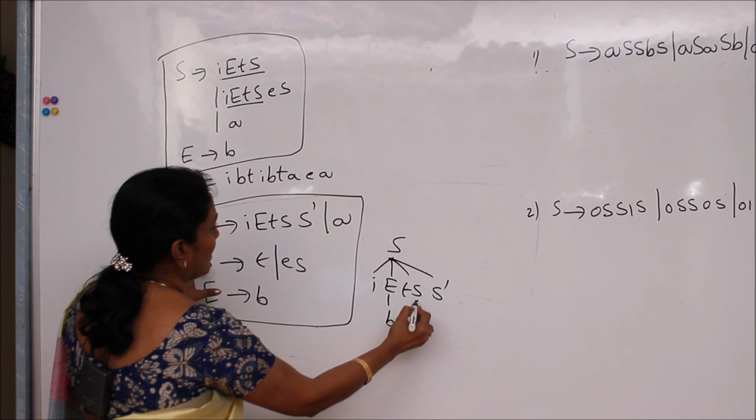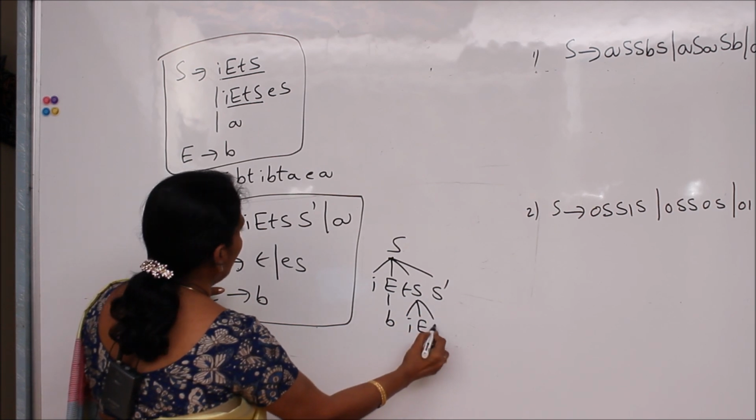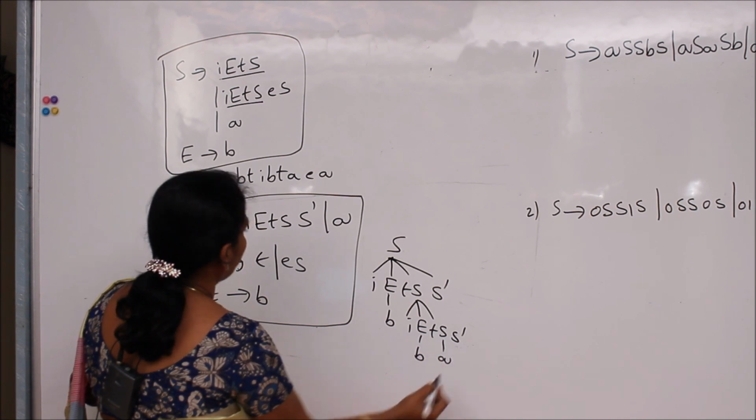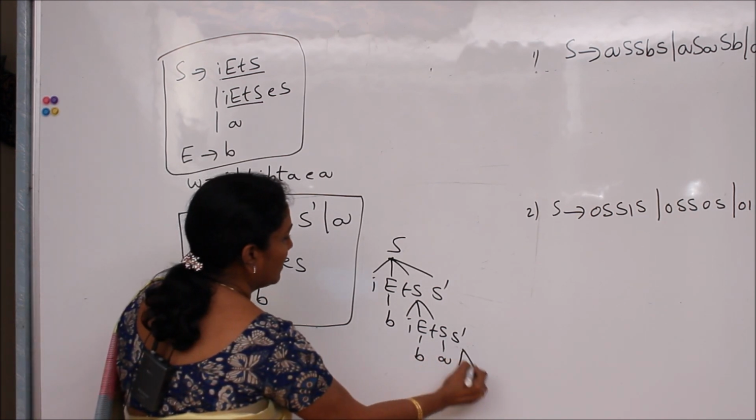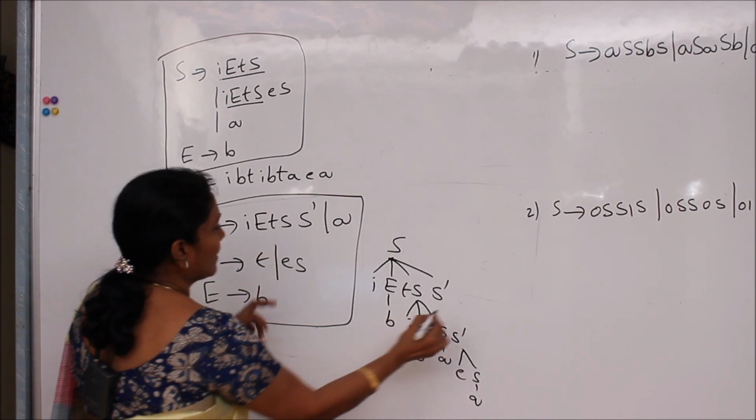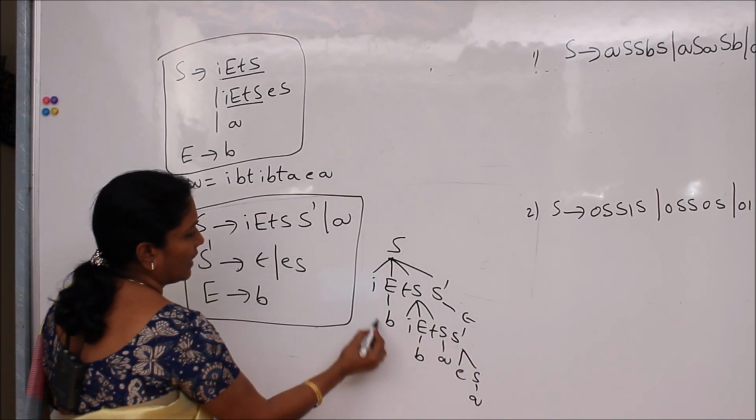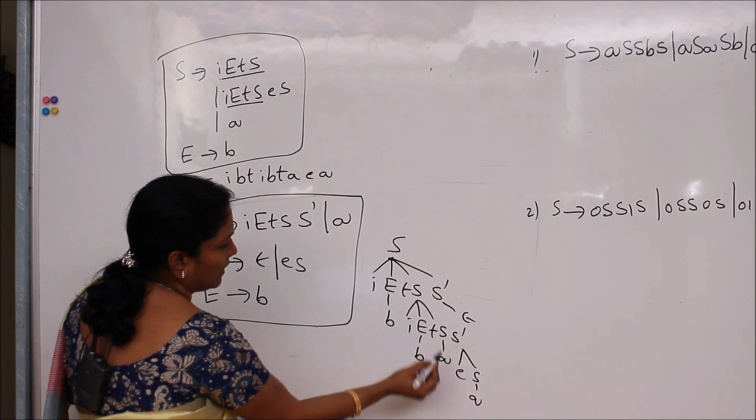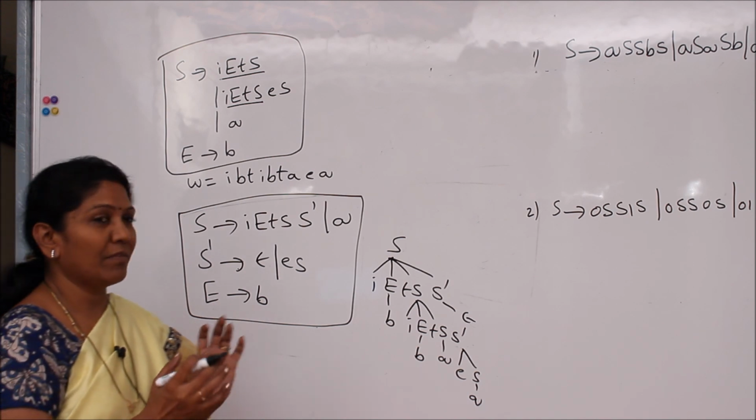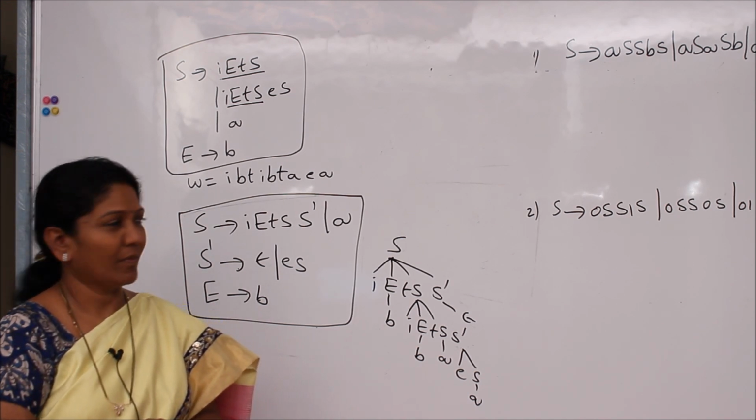Next, once again S can be iEtS S', yes, S'. So iBtS can be A, and S' can be eS. So this can be a, and S' can be even epsilon. iBtSa. So that's how we can verify whether it is equivalent or not.